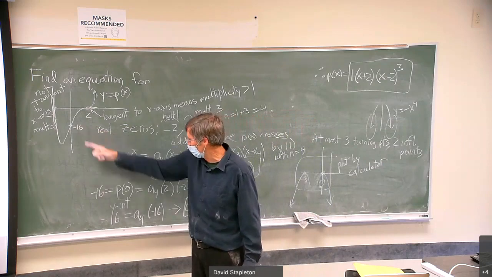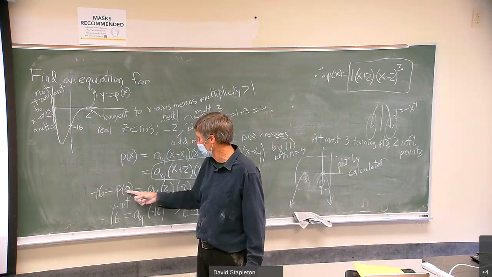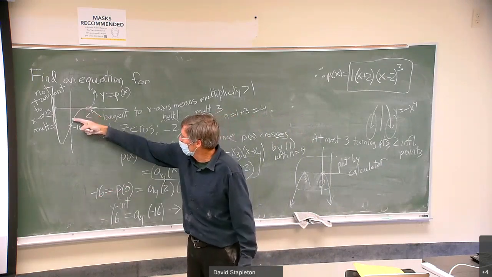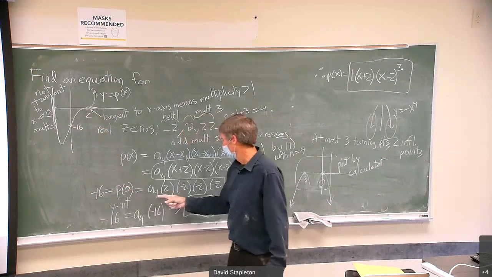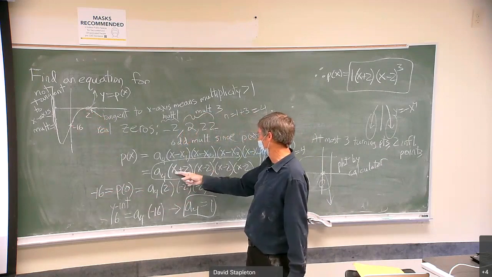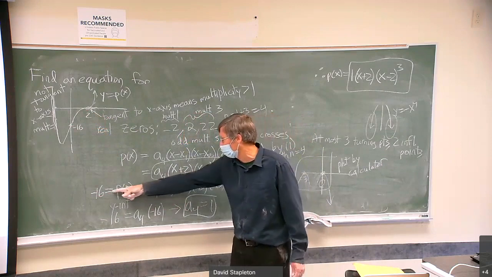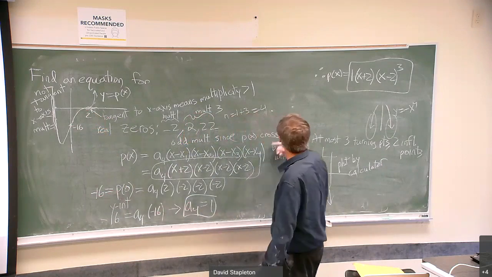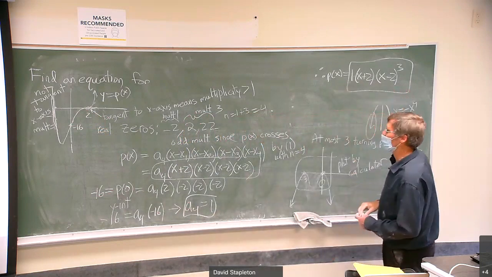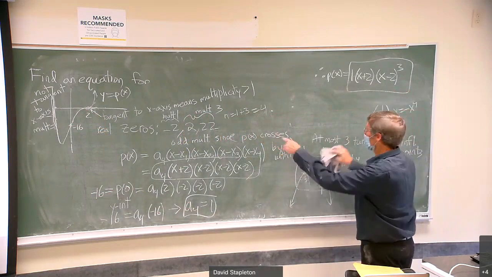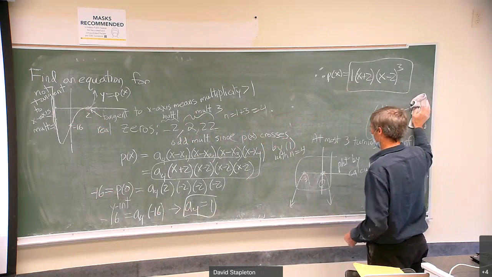If it crosses at minus 16, that's p of 0, right? When you put in x equals 0, you get y equals minus 16. And you put in 0 on the right-hand side, you get 2 times minus 2 times minus 2 times minus 2, times a4 equals minus 16, which tells you that a4 is 1. And you say this is the answer. That's the polynomial we think is being plotted there. You can run it in your calculator and see if it looks right.